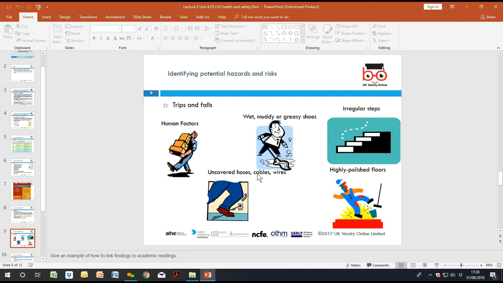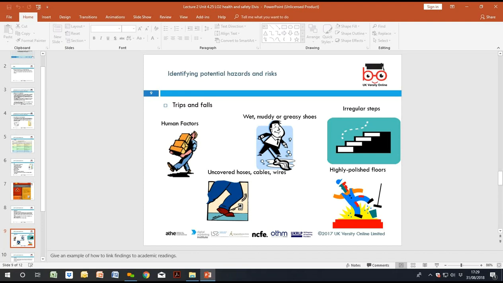Right. The next slide is a pictorial representation of trips and falls. We have human factors contributing to trips and falls, which are issues that we should be able to identify. For example, we might end up lifting so much load that we can't see, and that is a human factor, which is possibly going to cause us to do what? Trip and fall.